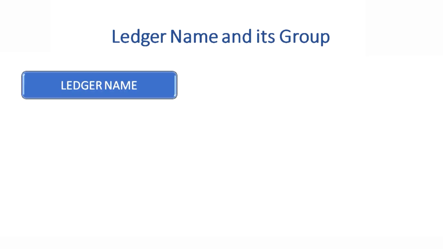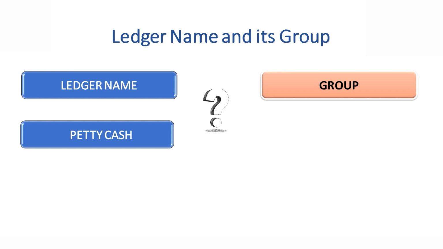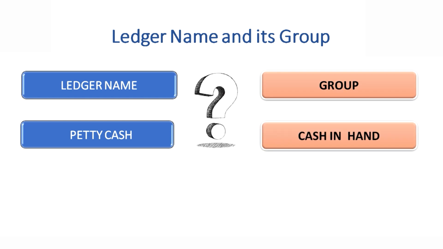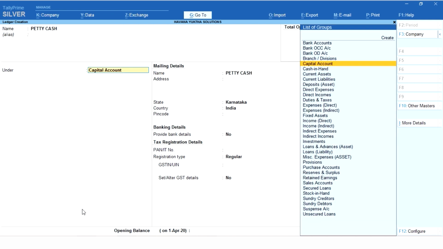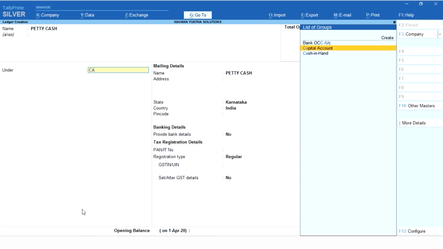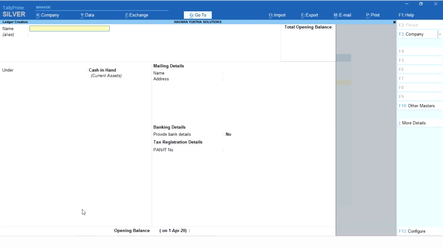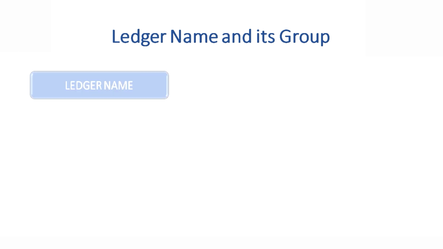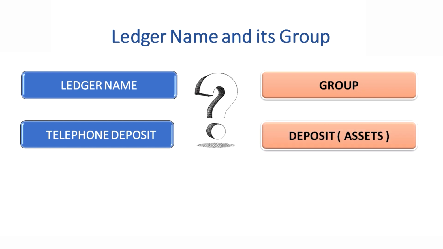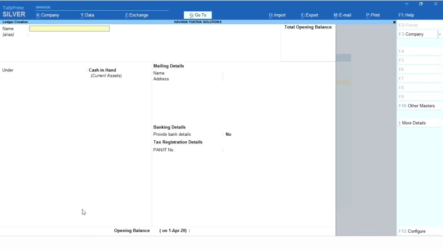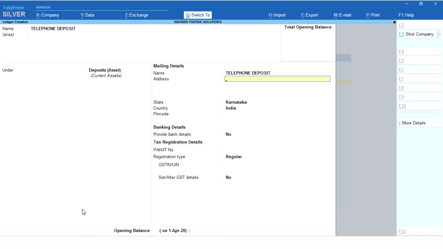So next ledger we go with petty cash and the grouping should be cash in hand. So we can group it under cash in hand here and we'll accept it. So next we go with a ledger name called telephone deposits. So this is a deposit, not an expense. So this should be grouped under deposits asset. And we'll accept the screen.